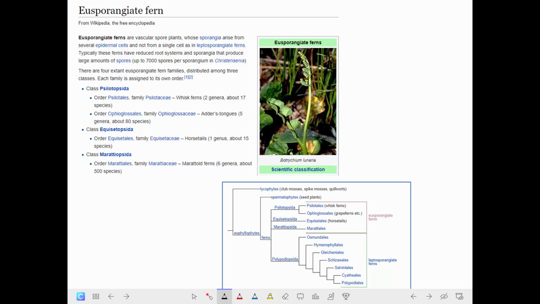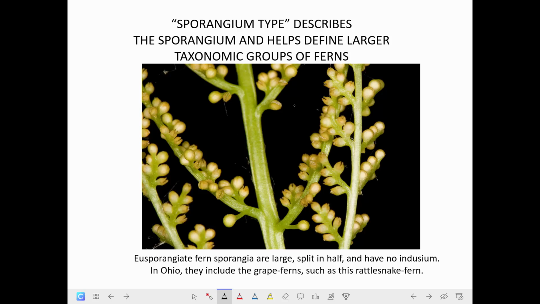So this group of ferns that includes the grape ferns, they have these really, really big sporangia that don't have that annulus I referred to before. They're sort of globular. So this is a picture of a rattlesnake fern. No indusium, really big sori.